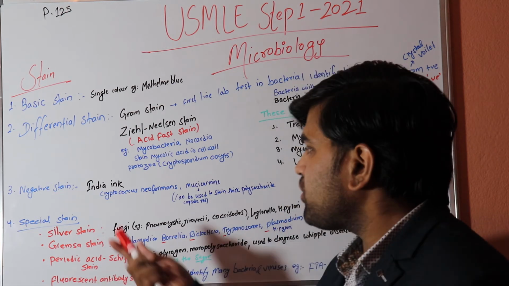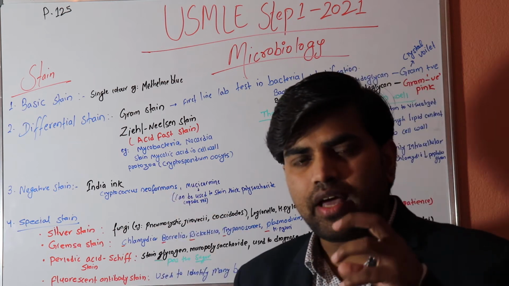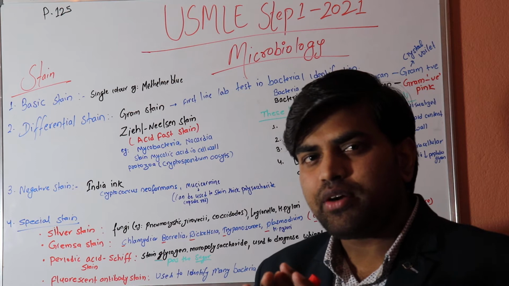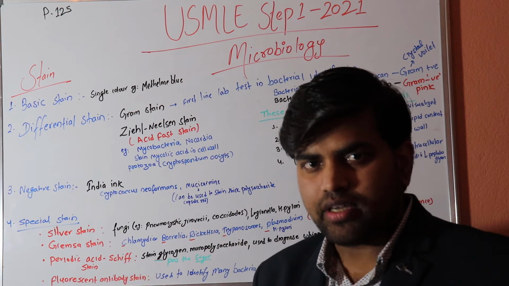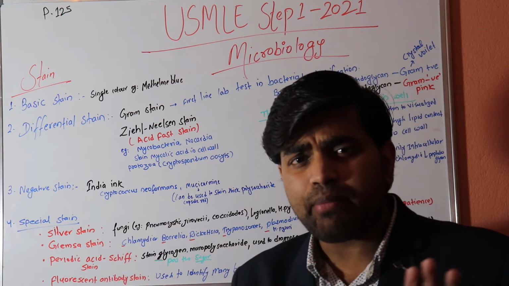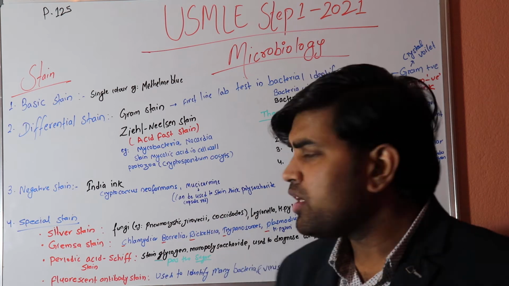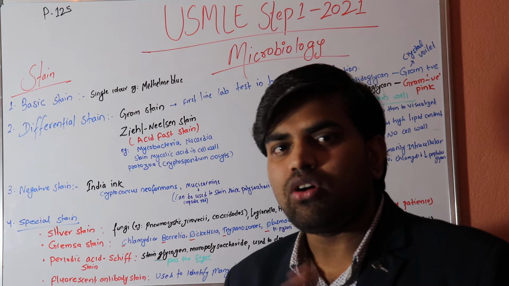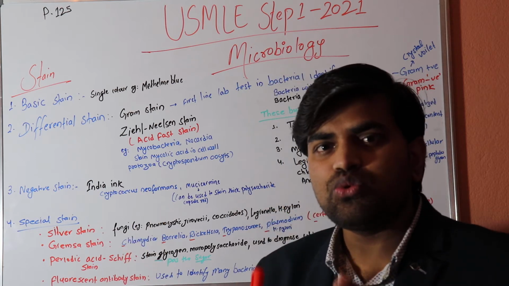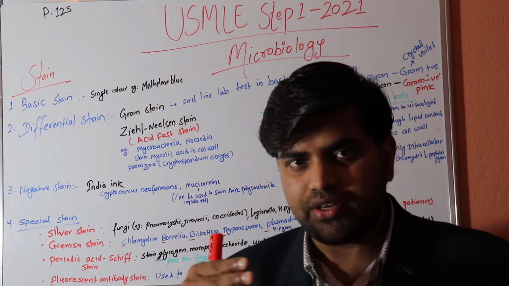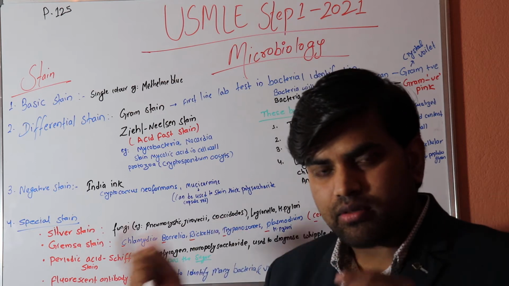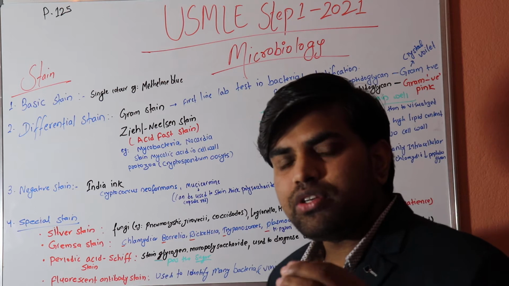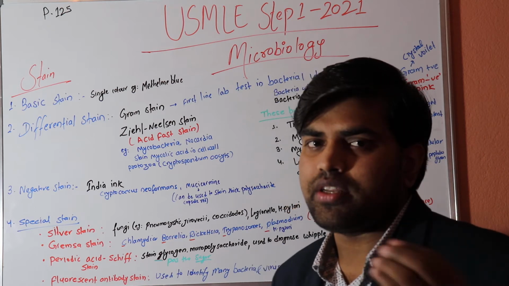Cryptococcus neoformans has a thick polysaccharide capsule, so we color the background. India ink is a black ink, so there will be a black background, and in it this organism will be prominently seen. We are not coloring the organism. There is no entry of India ink inside. Cryptococcus neoformans is a fungus, so no stain enters its body.